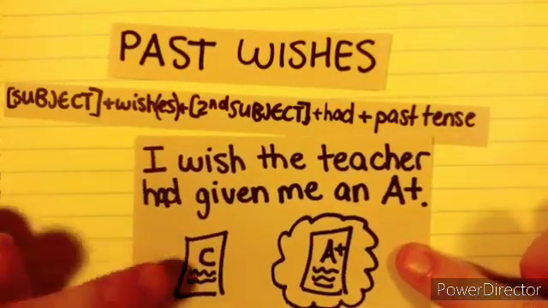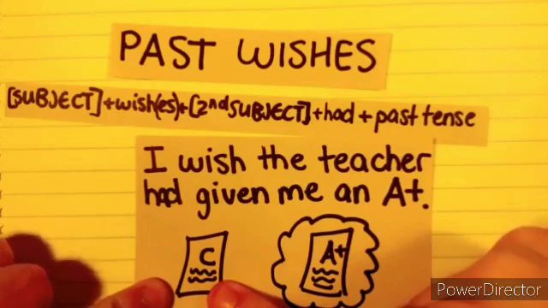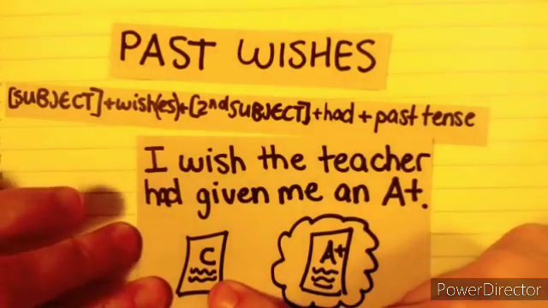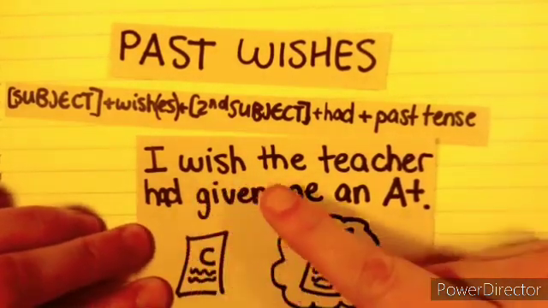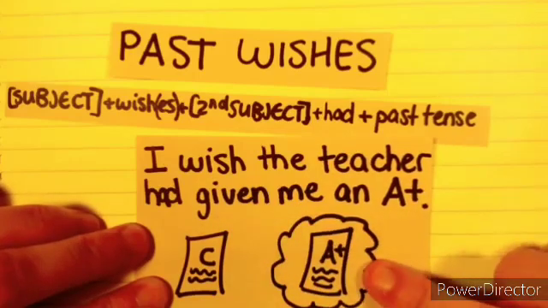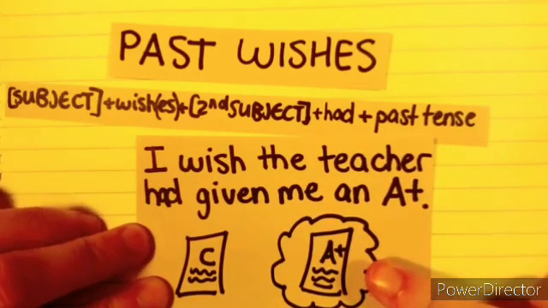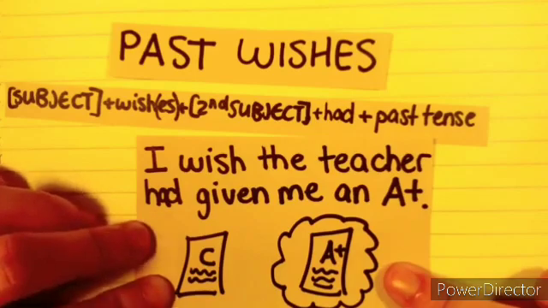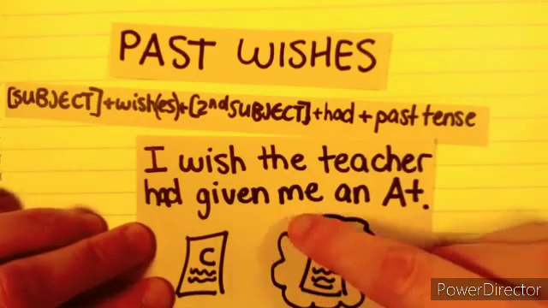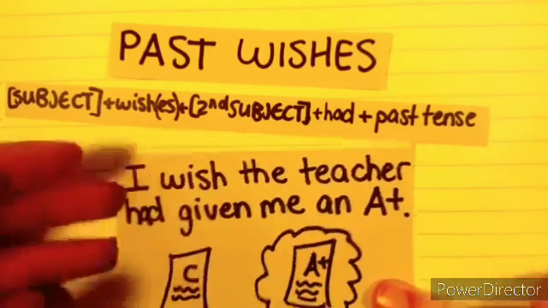The teacher has given the student a C, so this has already happened, but I wish the teacher had given me an A+. The teacher can't give me an A+ now. I wish the teacher had given me an A+ in the past.